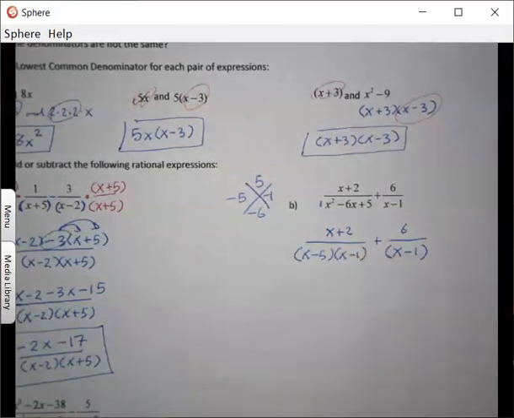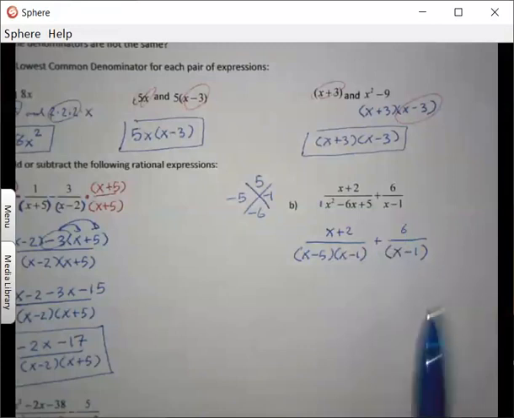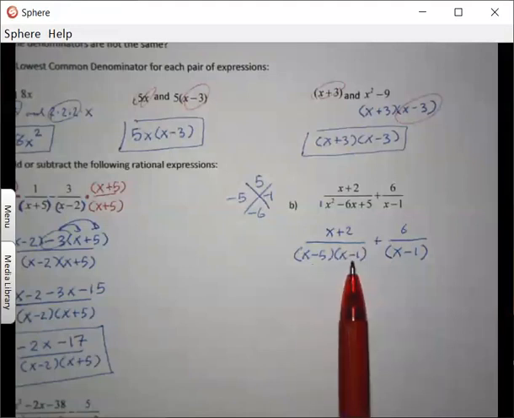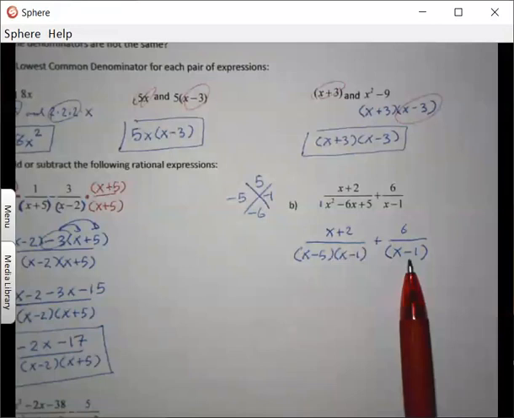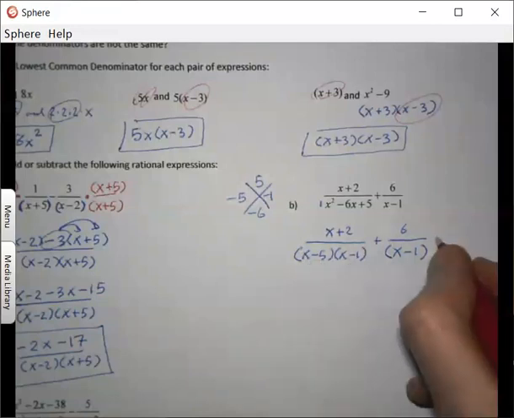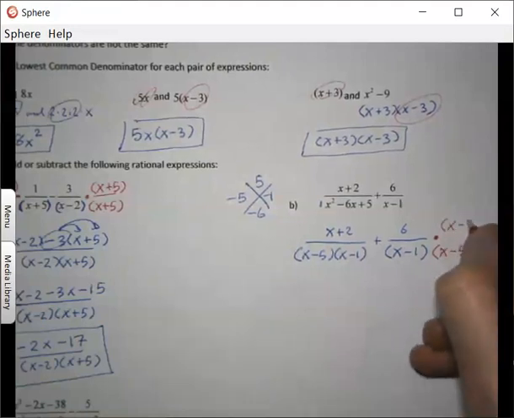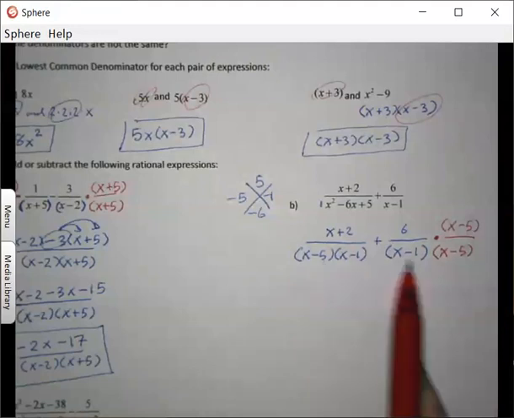And one thing you notice I do, it's a good habit to get into, when you see something in a denominator like this with things added or subtracted, put them in parentheses. Okay, now we can identify our factors. We have an x minus 5, an x minus 1, and we also have an x minus 1 here. So common denominator is going to be x minus 5 times x minus 1. So I'm going to multiply here times x minus 5, top and bottom. So you can see we have a common denominator now.